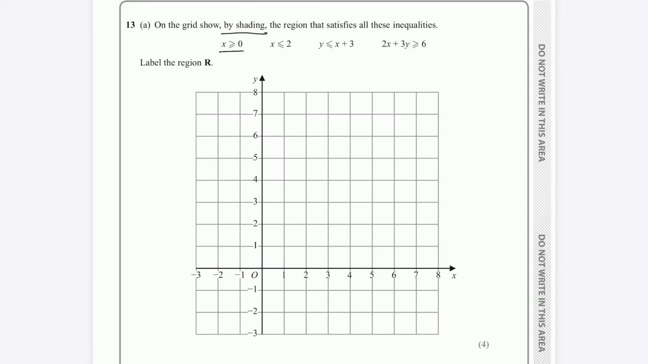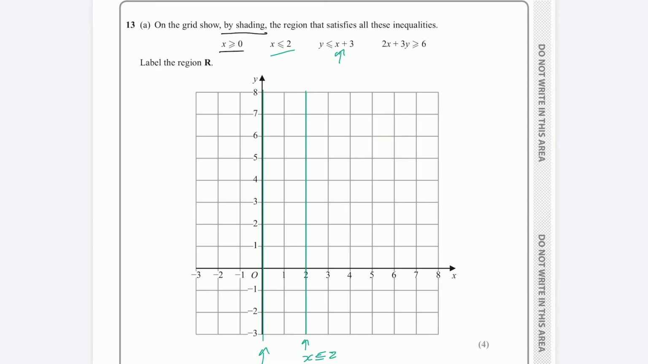So if we start off with this one, go to the x-axis, find x is 0, and that's right there. Draw a line through there. That's that one there, and that is x is greater than or equal to 0. The next one is this one here, so that is x is less than or equal to 2. The next one is this one here.